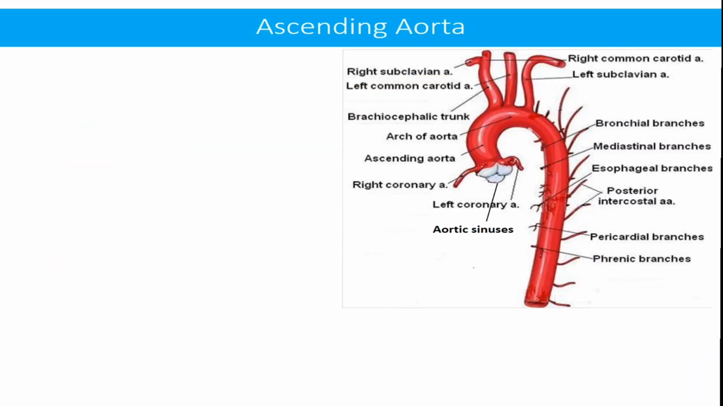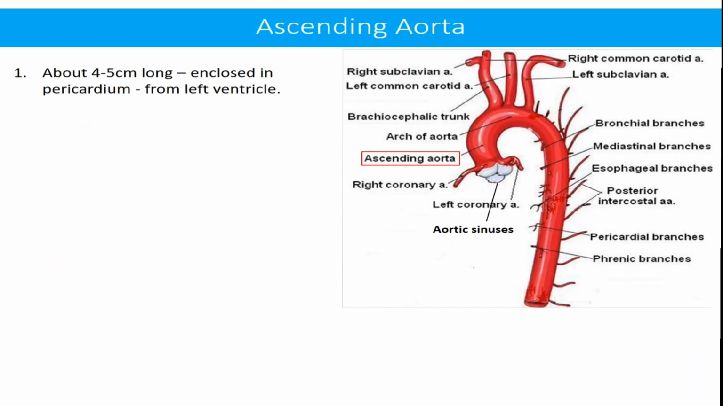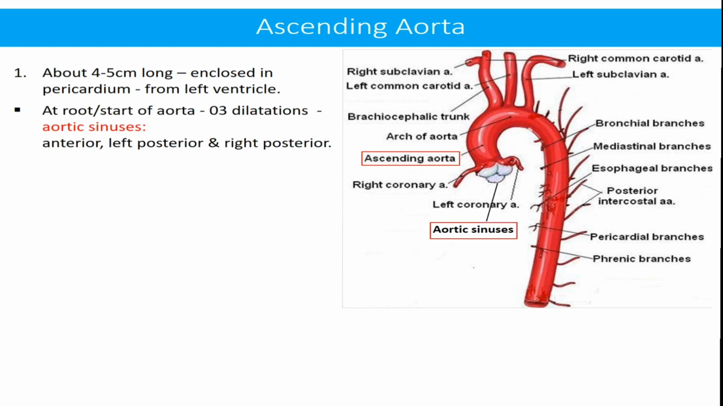First, the ascending aorta. It is about 4 to 5 centimeter long, starts from the left ventricle and is enclosed in pericardium. At its start, it has got three dilatations which are named as aortic sinuses. These aortic sinuses are anterior, left posterior, and right posterior.